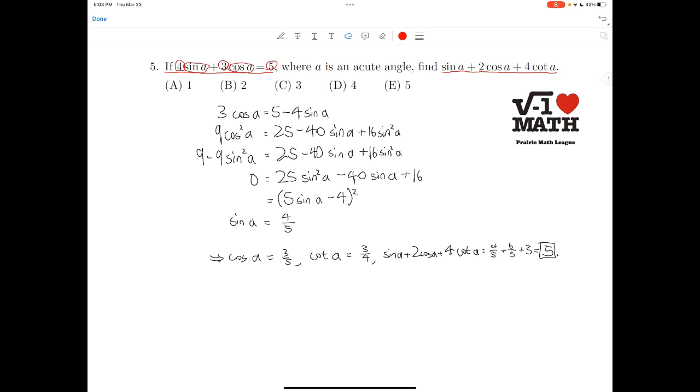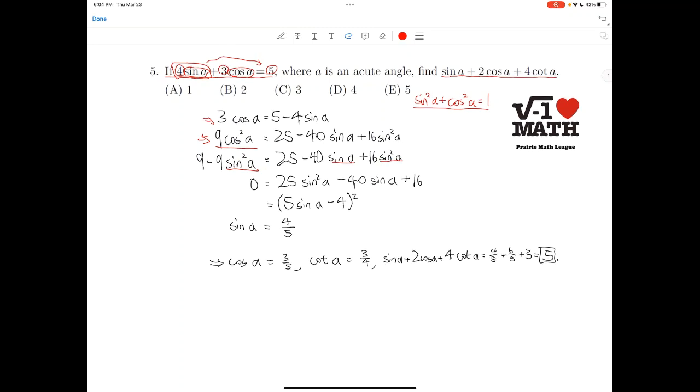So this can remind us of the Pythagorean identity, which states that sine squared A plus cosine squared A is equal to 1. To take advantage of this, we move 4 sine A to the other side, here, and square both sides. And now we can use this Pythagorean identity to eliminate the cosine variable entirely. So we only have sine A variables.